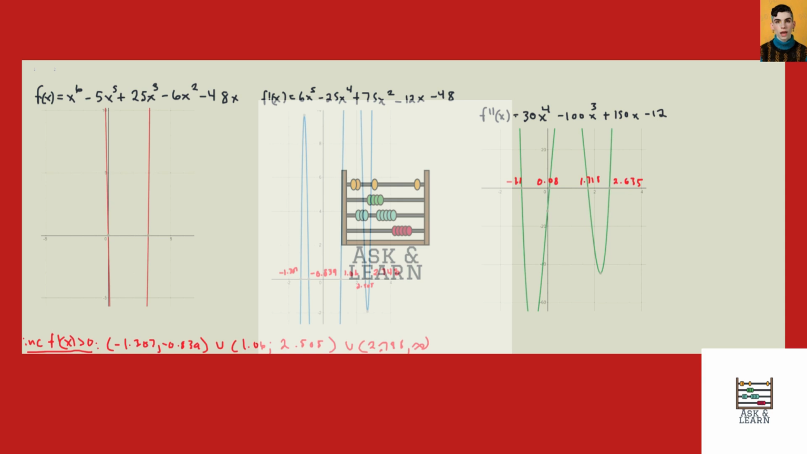And we will know the function is decreasing on all the other intervals, or when f prime is strictly less than 0. So that would be to the left of our first point, so negative infinity to negative 1.307, union negative 0.839 to 1.06, union 2.505 to 2.748.